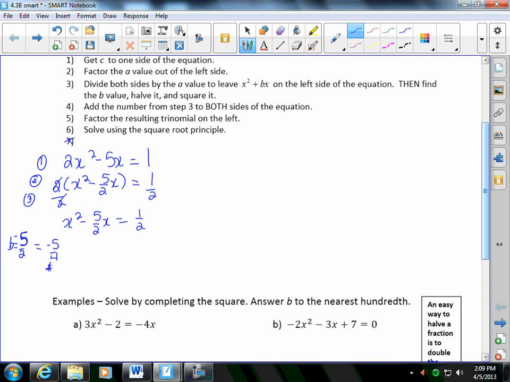And remember, this is the value I keep for later, and then I square it. So that equals 25 over 16. So that 25 over 16 is the value that I use to add on to both sides of my equation.